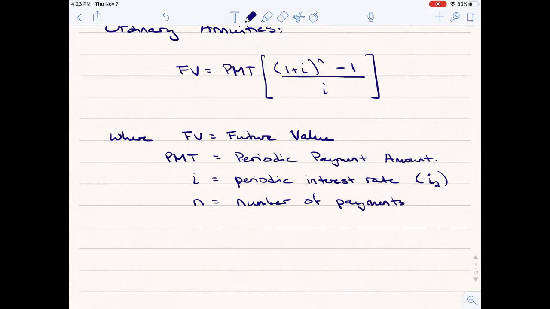And then it's minus 1 over I again. Notice that there's no present value here. The idea is that you're only going to be able to move one way. You're either paying off a car, so you've got some present value and you're making payments and chipping away at the loan. The future value of that would be zero. If you paid off the car, the future value is zero. If you're saving towards some amount, you're starting with nothing, so then the present value would be zero.